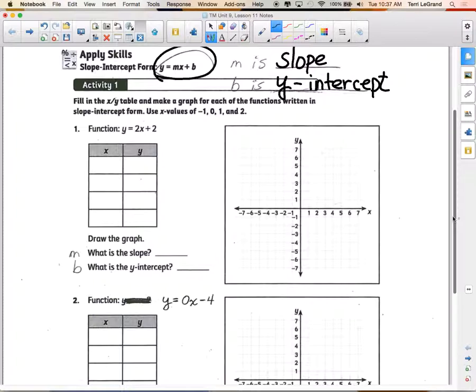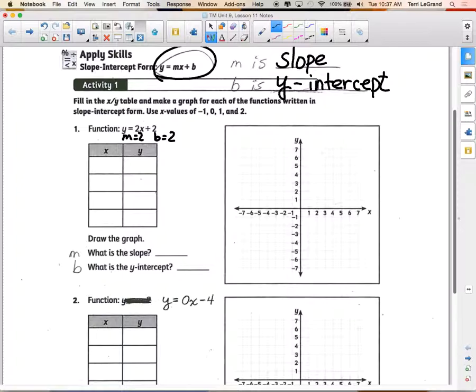So right now, based on this, what's the m value? What's the slope based on the equation? Isn't it that 2 right there in front of the x? Okay. The b, what would that be? What's being added to the x's? 2. So the b is also 2.